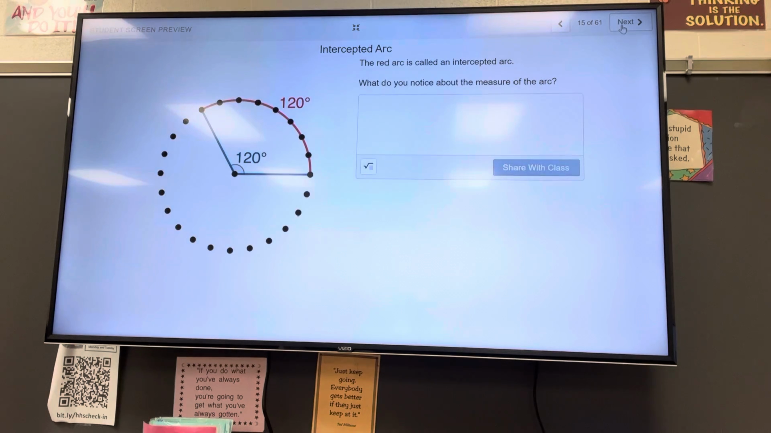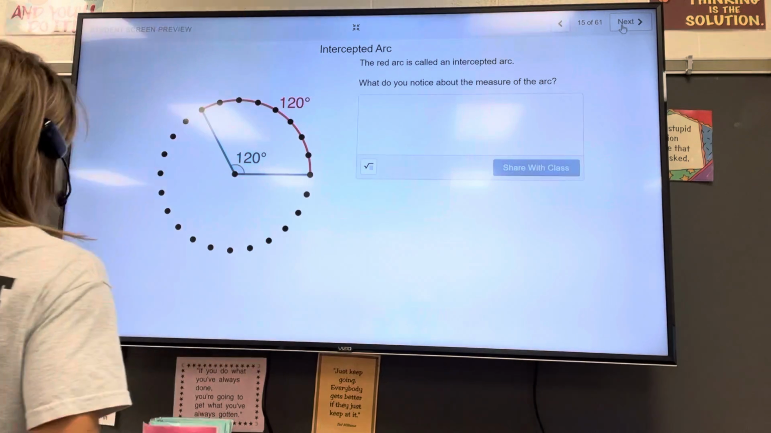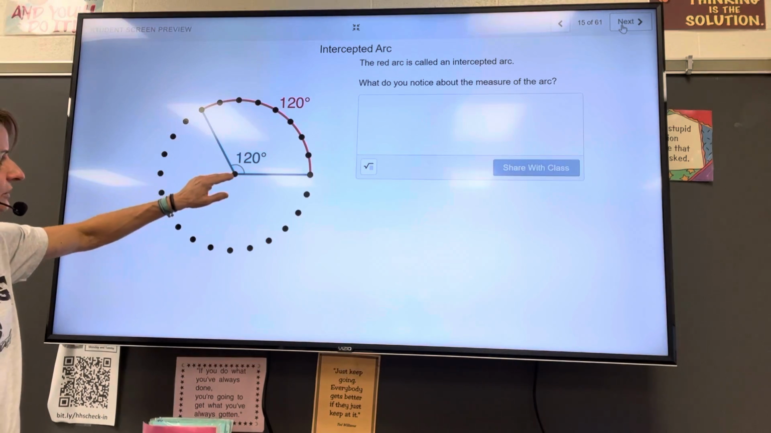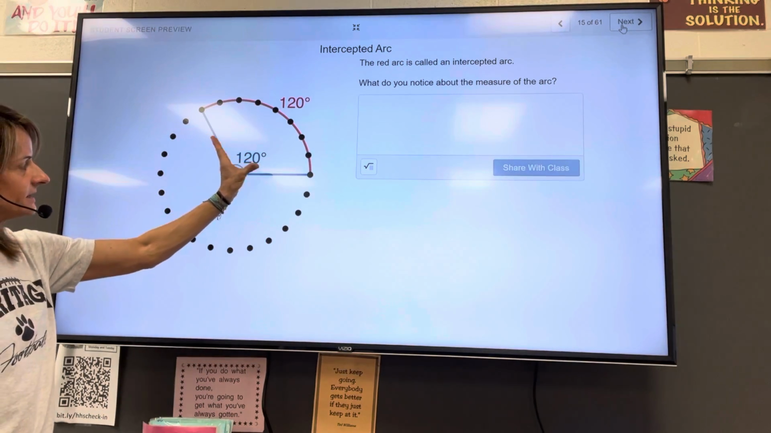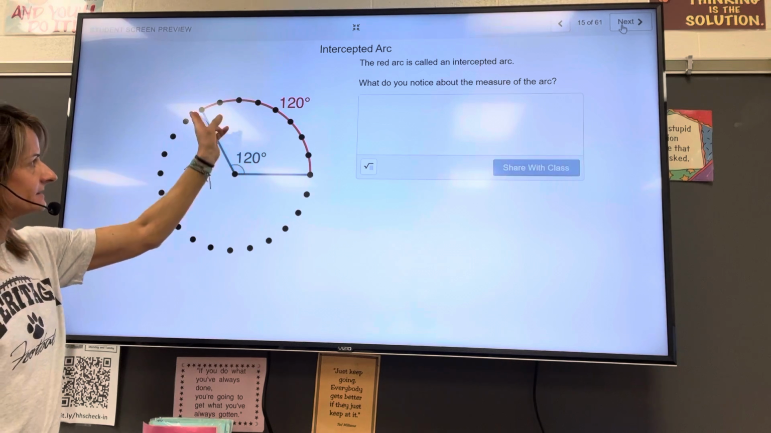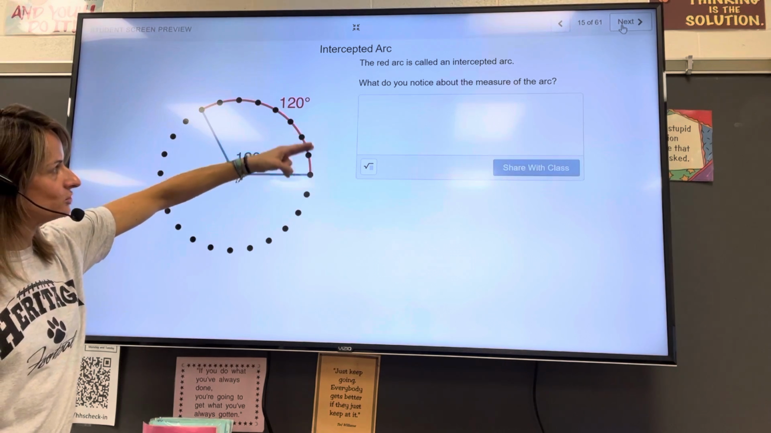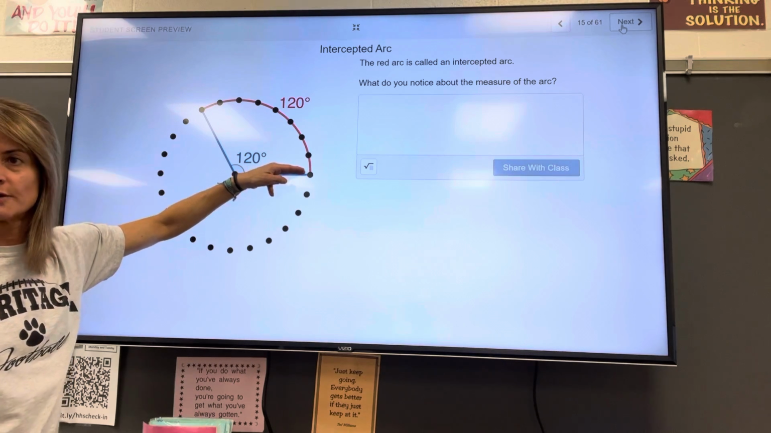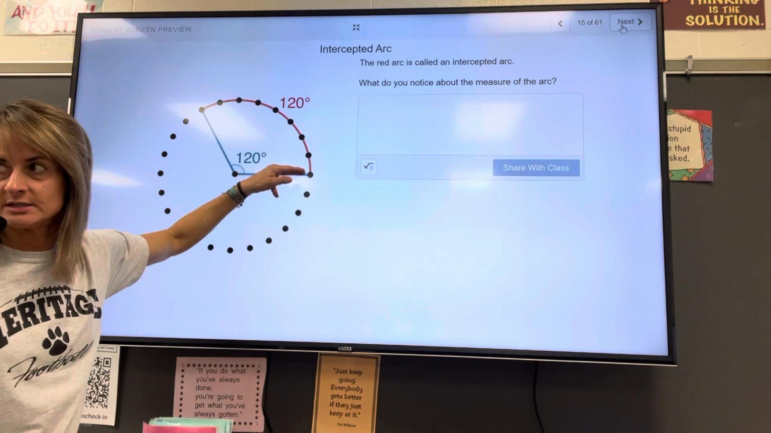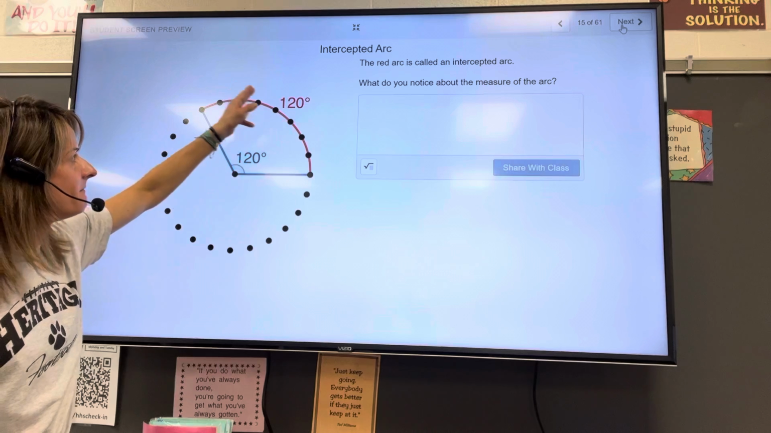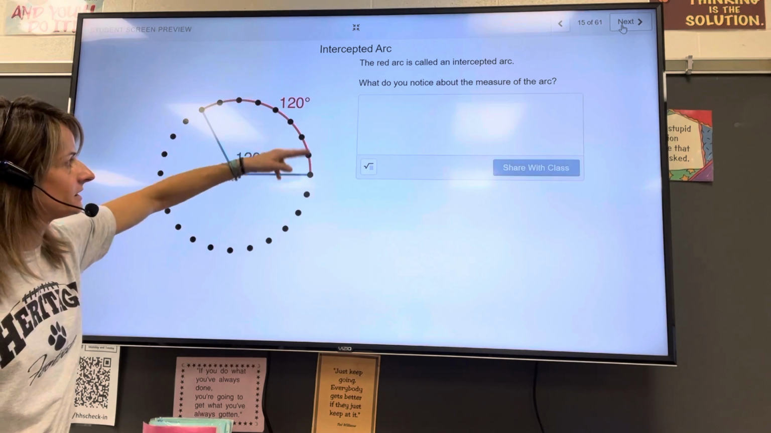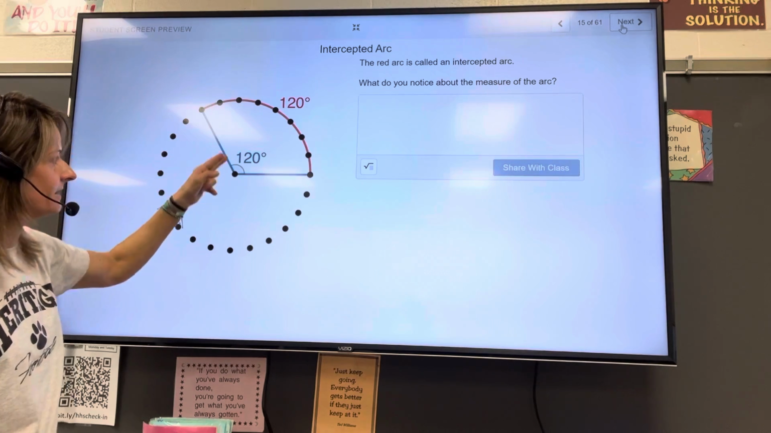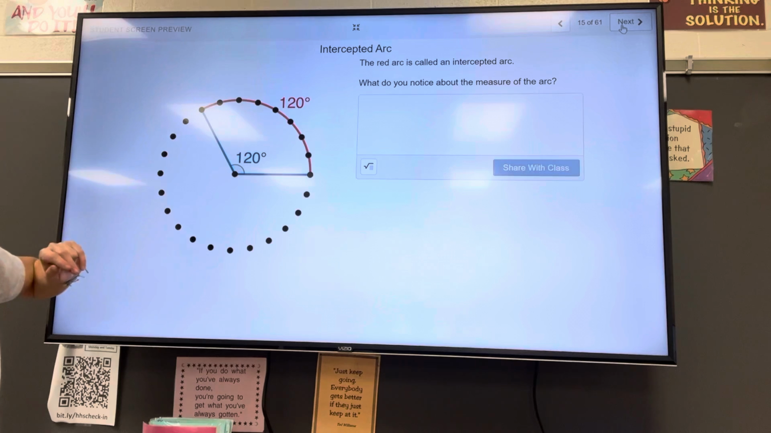This is what I was talking about, an intercepted arc. So when you have a vertex at the center of the circle, the measure of this central angle is the same as the measure of this arc. If you were measuring this arc in a length, then that's an actual length, like part of the circumference, which we are going to do, just not today. But we're talking about the measure of the angle of the arc in degrees, and that's the same as the measure of the angle. So what do you notice about the measure of the arc?